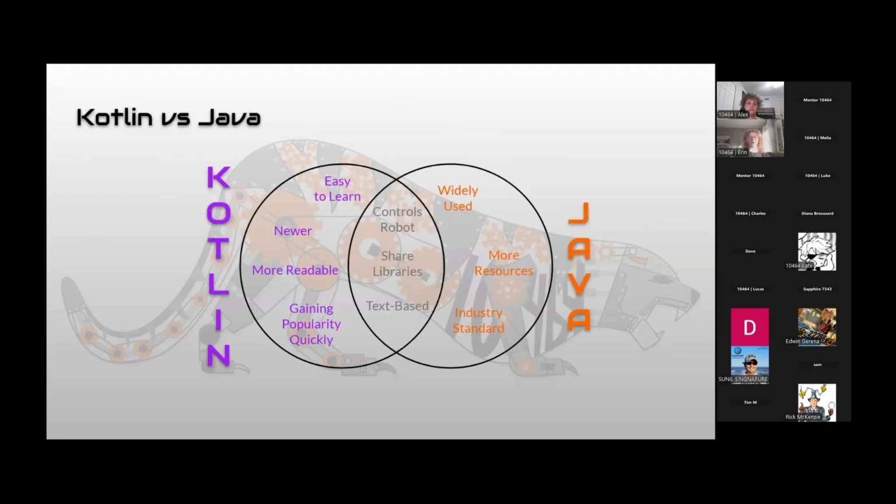So here's a little overview of Kotlin versus Java. Kotlin is easy to learn and it's more readable because of its easy and more intuitive syntax. It's newer, but it's gaining popularity very quickly. Both Kotlin and Java will control your robot just fine, and they're also both text-based, and they share the same libraries, since any library you can use with Java, you can use with Kotlin. Java is more widely used and it is the industry standard at the moment. And there are more resources that are written in Java.